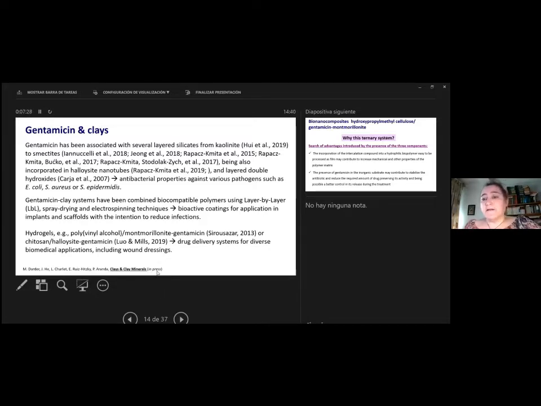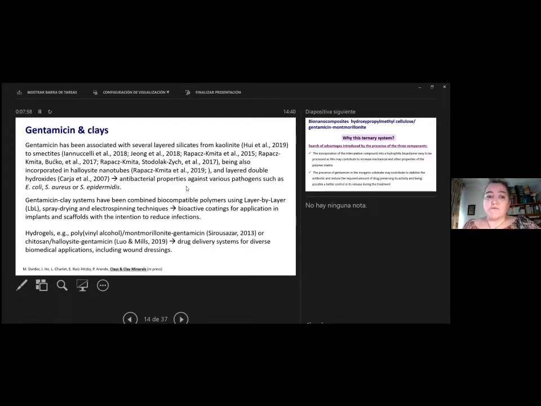In our paper, in the introduction, we have made a small review of practically all the papers we have found dealing with the combination of gentamicin with clays, which can be from kaolinites to smectites or halloysite, or even biodegradable hydroxides, especially to introduce antibacterial properties in the system.